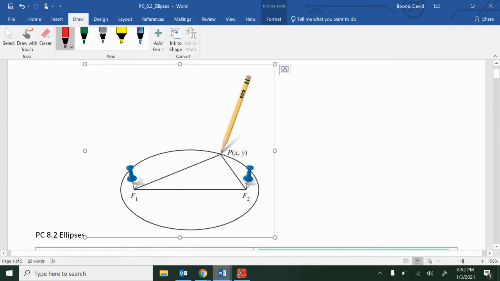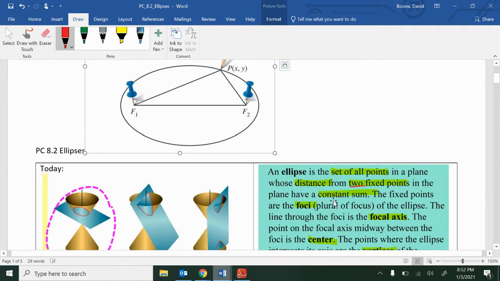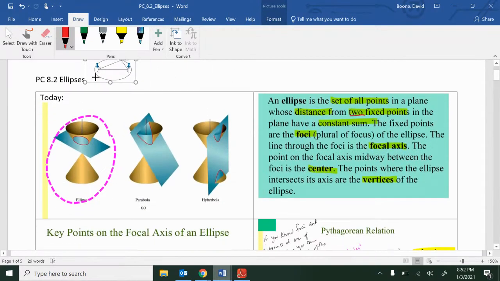Those will be called each a focus, or the plural is foci, of the ellipse. If you imagine taking this pencil and stretching it out, with a little string connecting these points, and then rotating this around, that would make all these points have, as it says here, a constant sum, so that this distance plus this distance is always going to be the same as we go around. That's sort of how we draw that ellipse, how it is actually constructed.